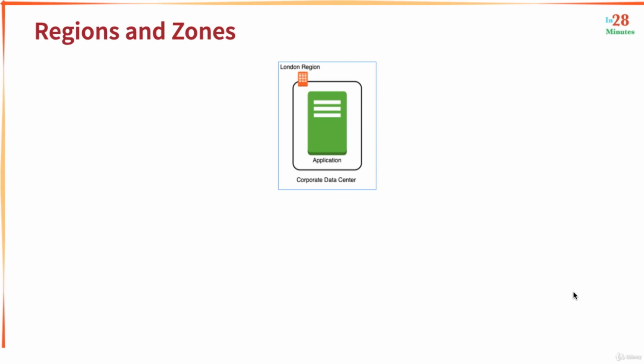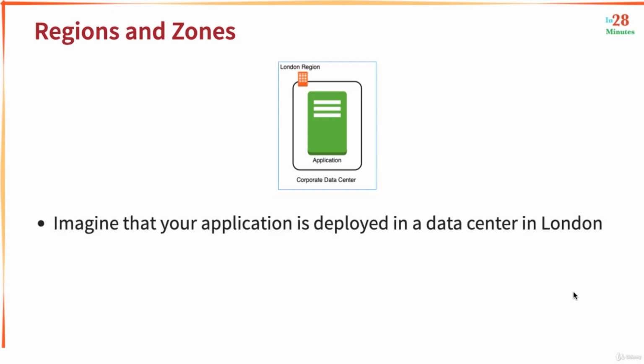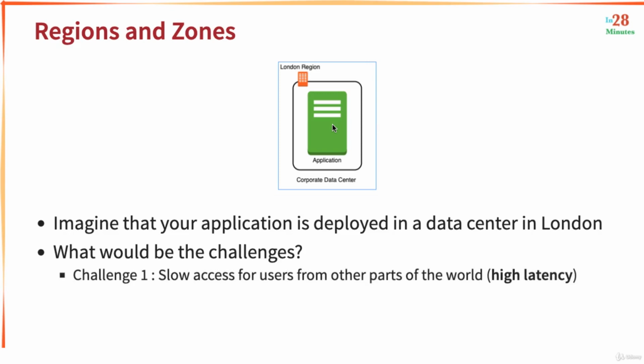Let's take a simple example and discuss that further. So imagine that your application is deployed in a data center in London. You have a corporate data center in the London region and you have an application deployed in there. Let's say your users are distributed globally. What would be the challenges? The number one challenge would be slow access for users from other parts of the world.